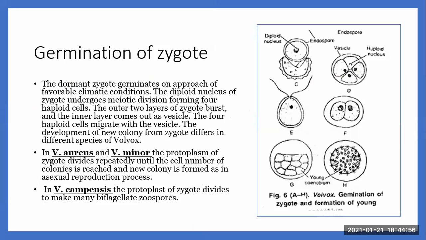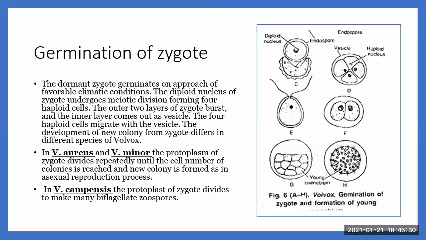Germination of zygote. The dormant zygote germinates on approach of favorable climatic conditions. The diploid nucleus of the zygote undergoes meiotic division, forming four haploid cells. The outer two layers of the zygote burst and the inner layer comes out as a vesicle. The four haploid cells migrate with the vesicle. The development of a new colony from the zygote differs in different species of Volvox.